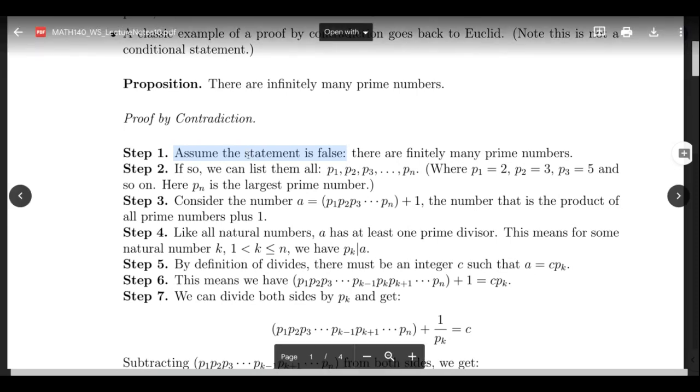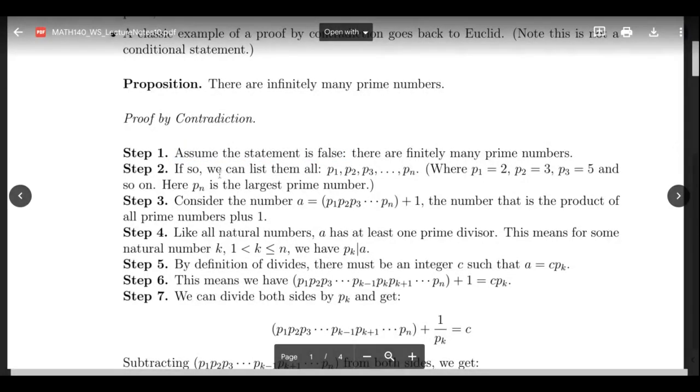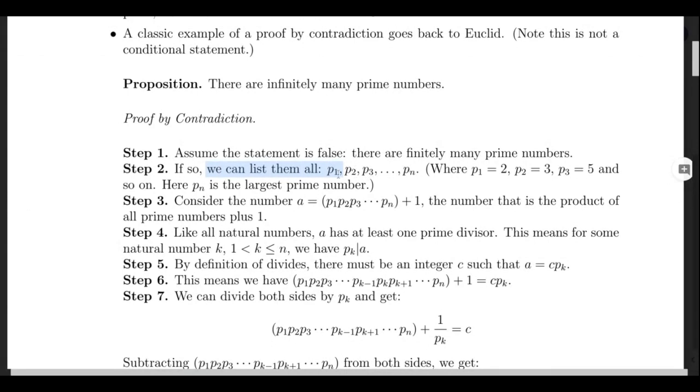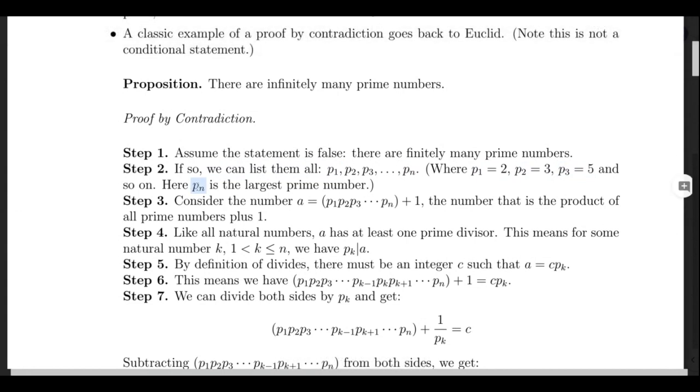So we assume this statement is false, which means there are finitely many prime numbers. So we can list the numbers like P1, P2, P3, up to Pn, where P1 is the smallest prime number, 2, P2 is 3, P3 is 5, and so on. Pn is the nth prime number, the largest prime number, because there are only finitely many prime numbers. That means we can count them and put those numbers into P1, P2, P3, up to Pn.